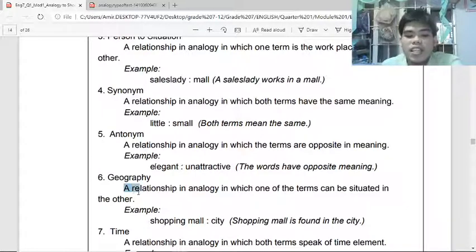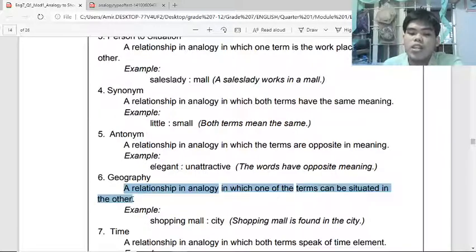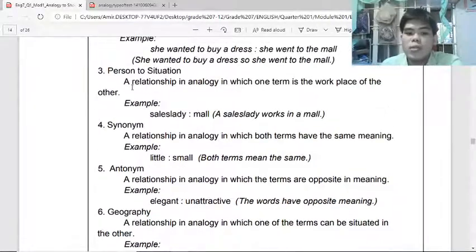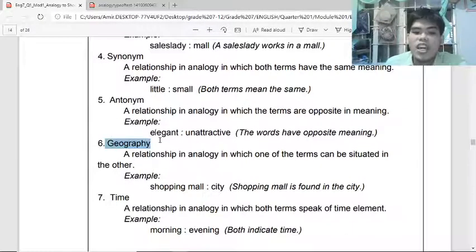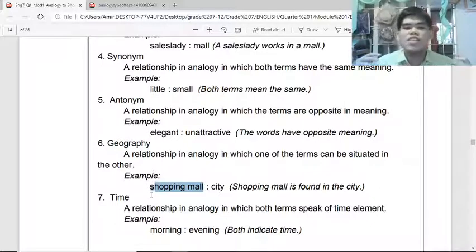Next, geography. A relationship in analogy in which one term can be situated in another. It is similar to person to situation. The difference is that there it's a person and his or her workplace. This time, it is a place where it should be connected to. For example, a shopping mall. Where do you usually find a shopping mall? In a city. So shopping mall is to city.